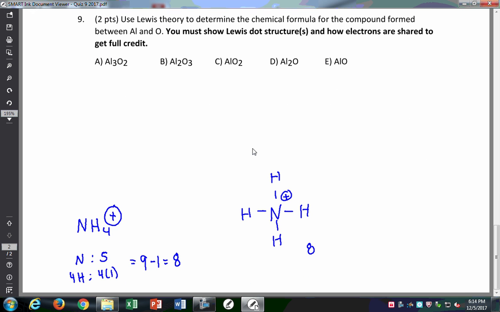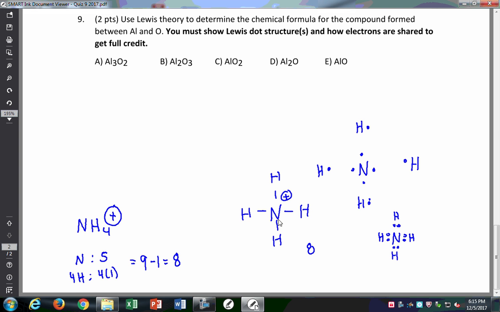Now if you were doing this looking at the valence electrons, putting it together actually makes sense. Because we have a positive charge, we took away one of the electrons of nitrogen. So we would form a bond between here, and then all of our atoms have either a duet or an octet.